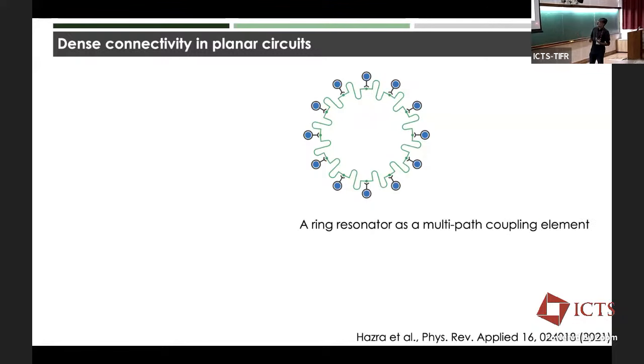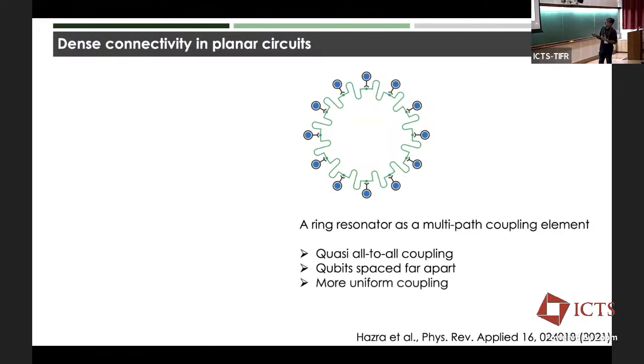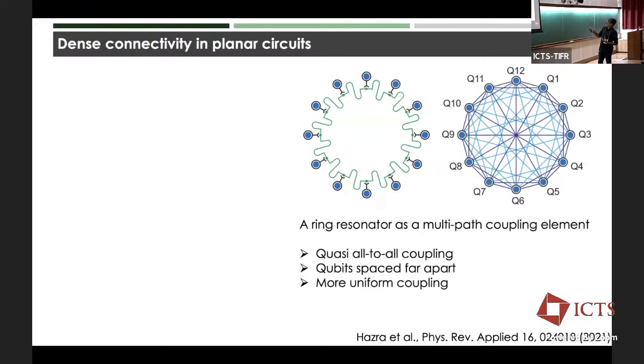This, if you analyze the problem, can basically be thought of as a multi-path coupling element. I'll elaborate on that in a second. You get quasi all-to-all coupling, and the qubits are physically, again, spaced apart to give isolation between the qubits when you're controlling them. And you have reasonably uniform coupling. So this diagram shows what the coupling connectivity is. Each qubit here in this 12 qubit model can interact with 9 other qubits in the circuit without having an individual direct connection, because they can all share this common bus which is mediating the coupling.